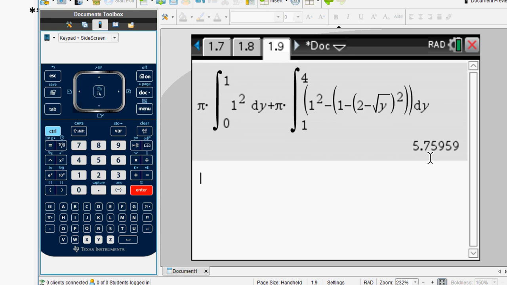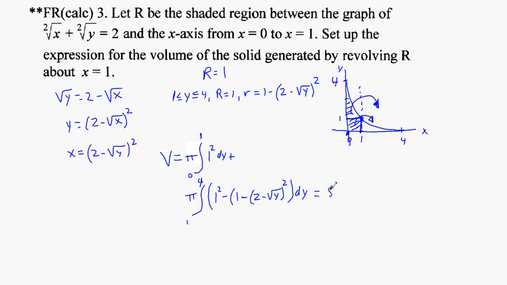We get 5.75959. Rounding off to the three decimal places required, we get 5.7, and this 959 will round to 960. If you write either of these for your AP standards answers, either of these would be acceptable. So that's it.